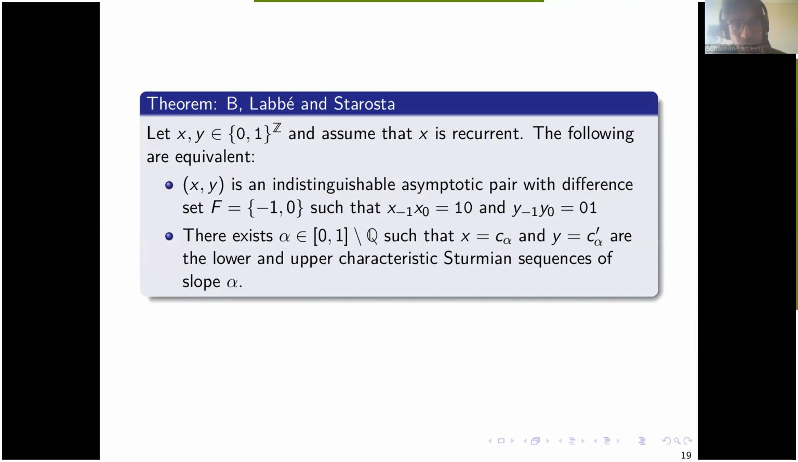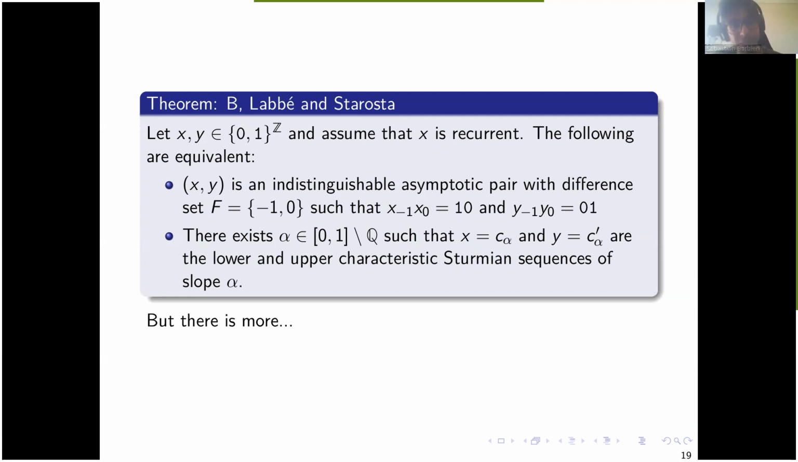If I have x and y in 0, 1 to the Z, and I assume that x is recurrent, then the following are going to be equivalent. xy is going to be an indistinguishable asymptotic pair with difference set minus 1, 0, such that x minus 1, x0 is 1, 0, and y minus 1, y0 is 0, 1. And there exists an irrational alpha such that x and y are precisely the lower and upper characteristic Sturmian sequences of slope alpha. So this indistinguishability notion characterizes Sturmian configurations.